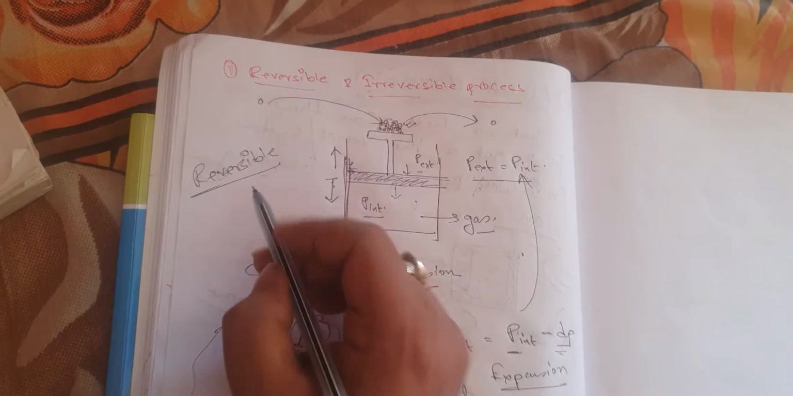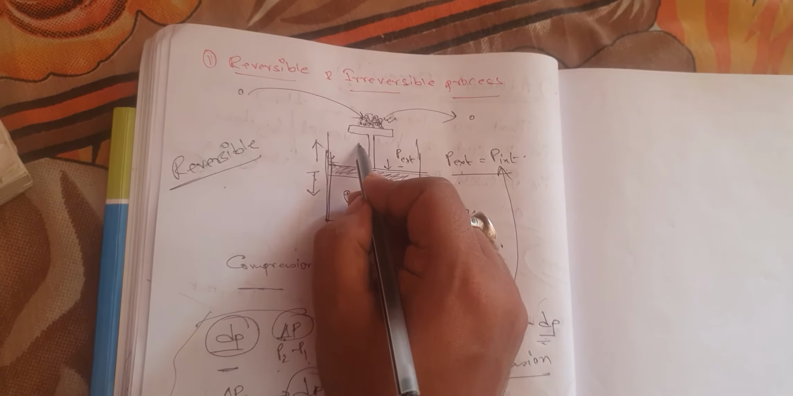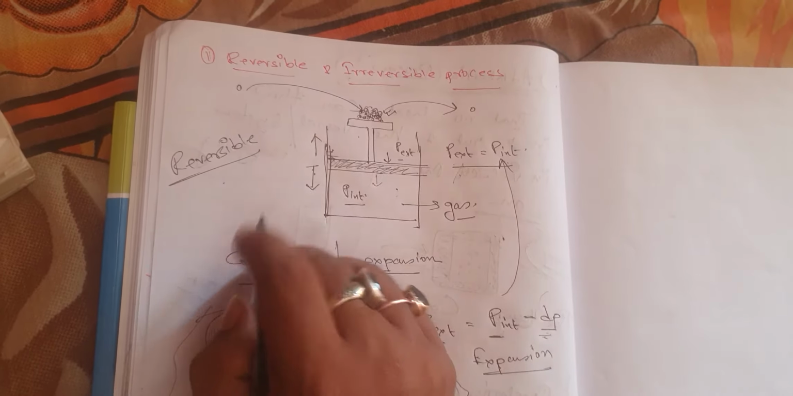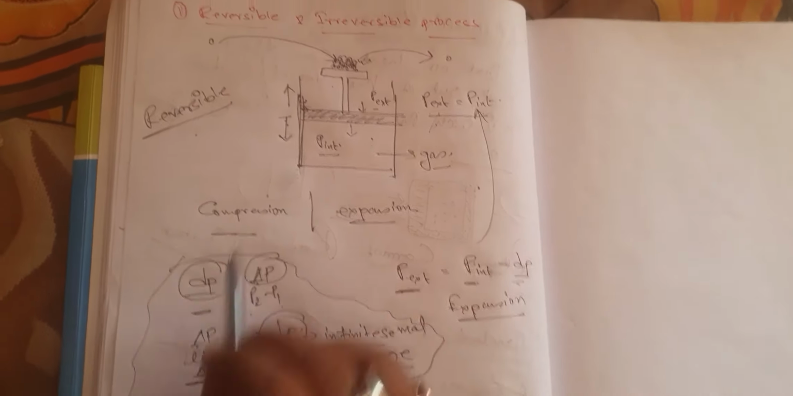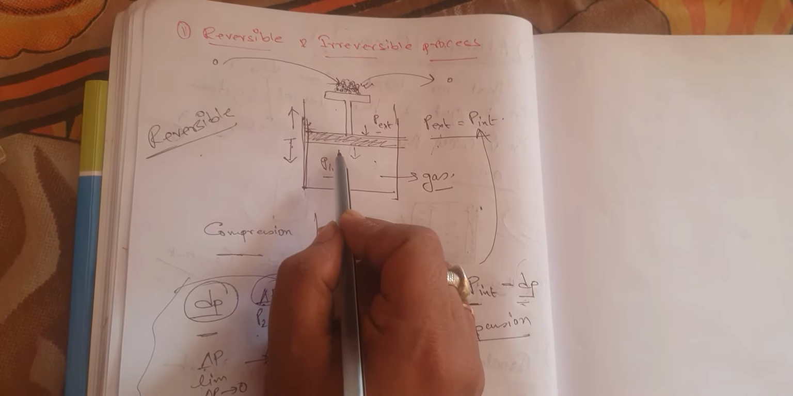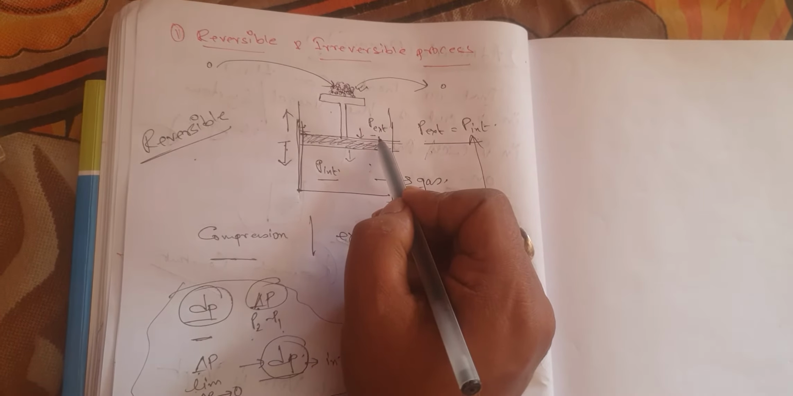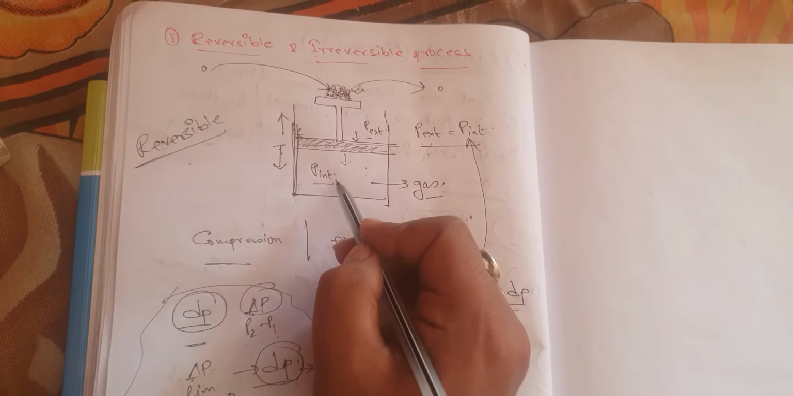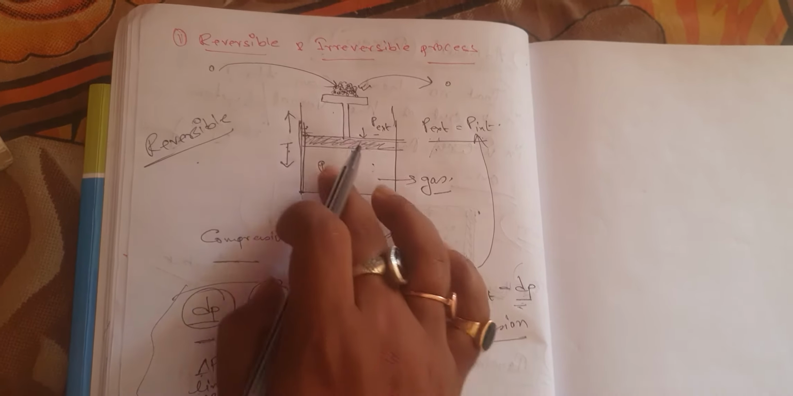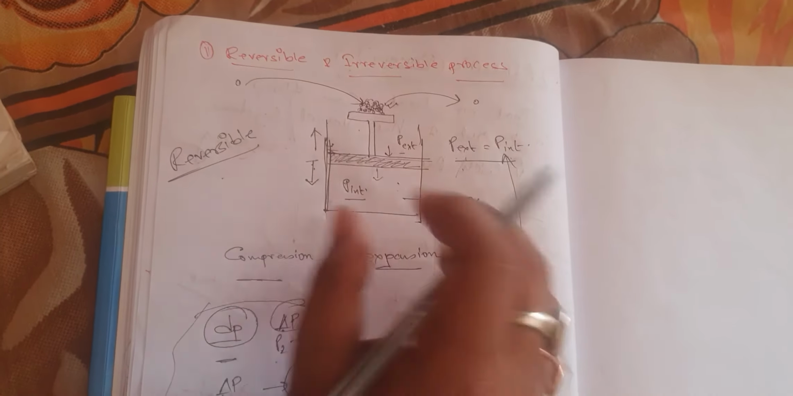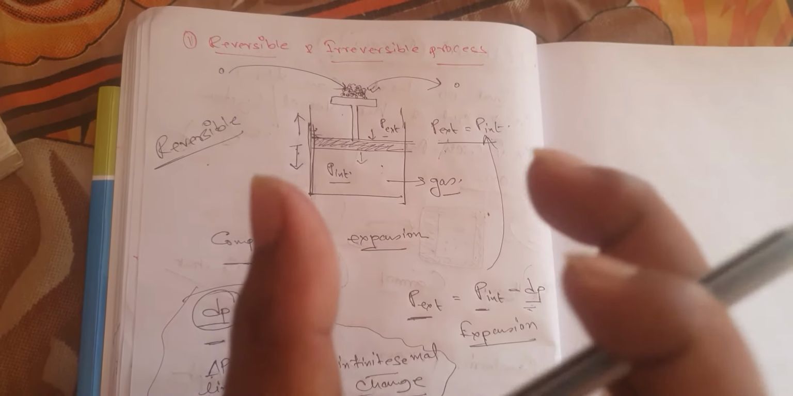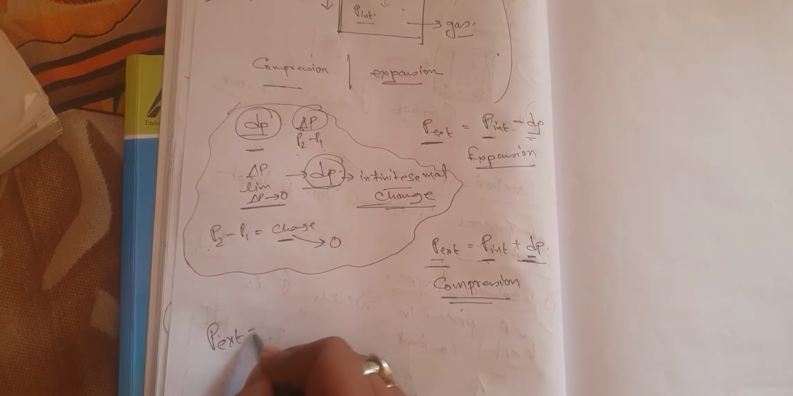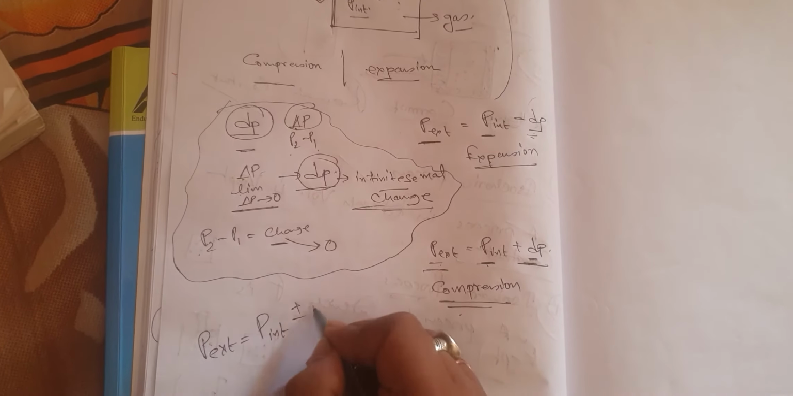Now you see, when we say reversible, the internal force and the external force, one is the driving force, one is the opposing force. If I think about expansion, then P internal becomes the driving force and P external becomes the opposing force. And if I think about compression, then P external becomes the driving force and P internal becomes the opposing force. However, the difference between the driving pressure and the opposing pressure is very, very small, which is dP. Overall, it is P external is equal to P internal plus or minus dP. Yes or no?